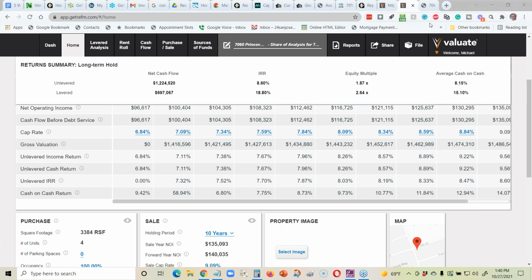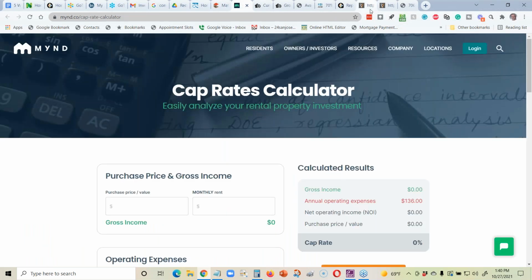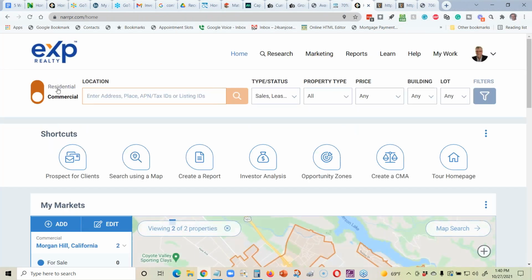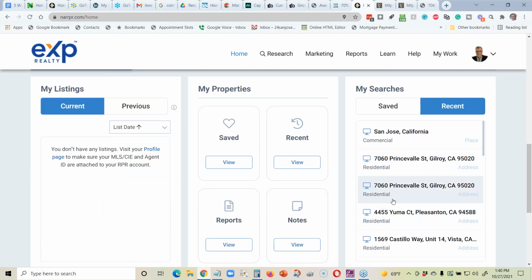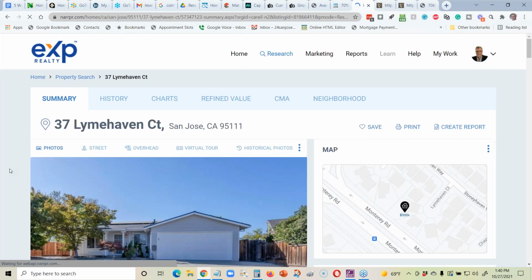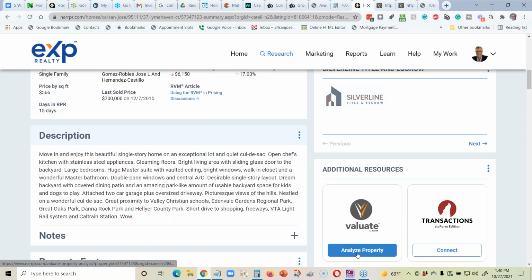So flipping is a different conversation, and Valuate also has, if it's a single family home, and I'll do that really quickly because that won't take very long. I don't know why RPR is doing this. So let me go back to RPR. I'm going to go back to residential. I'll pick one. How about this one? Why not? Beautiful, beautiful. So let's say we were going to flip this puppy.